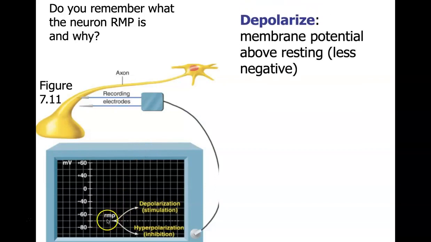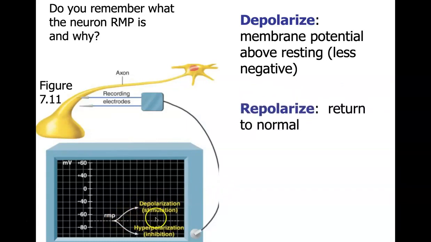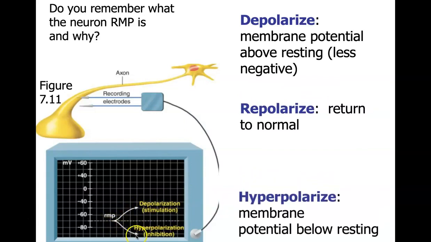Okay, so here's our cell. We can actually take an electrode recording from our neuron, and we find cells at -70 at rest. If a cell increases membrane potential, that's called a depolarization. So a cell becomes less negative, it's depolarizing. Repolarization is returning back to rest. Hyperpolarization is membrane potential going down below resting potential.